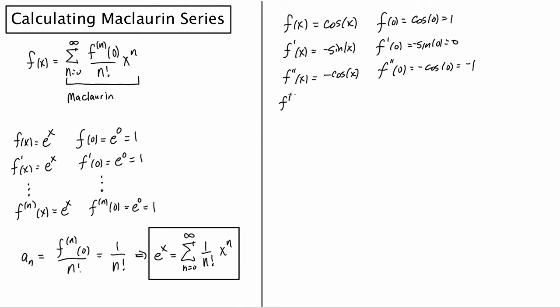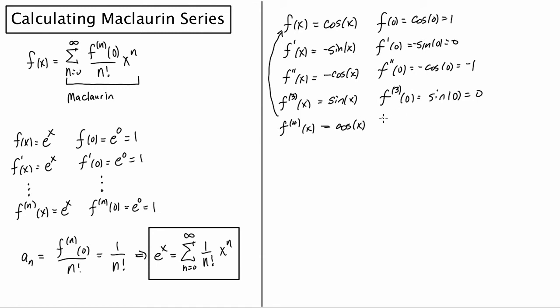The third derivative is positive sine, so sine of x, and evaluating that at 0 will give 0. Then if I did one more derivative, I get back to cosine, which means that these things are going to be changing periodically. And so the fourth derivative evaluated at 0 is the same as the function evaluated at 0, and that's just 1. You can see the pattern here: 1, 0, negative 1, 0, 1.